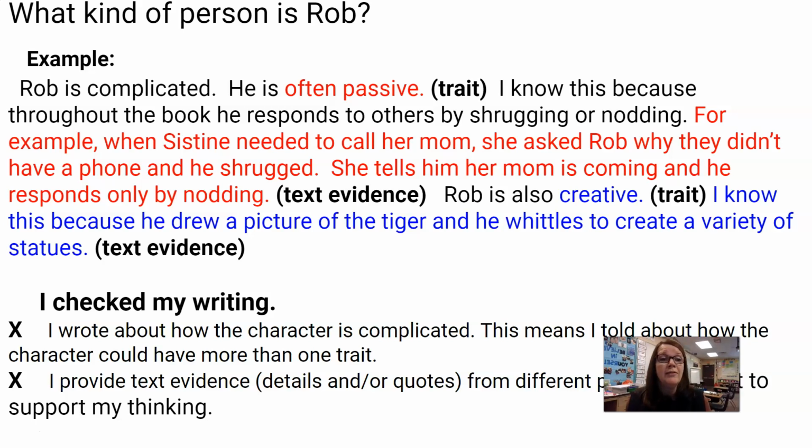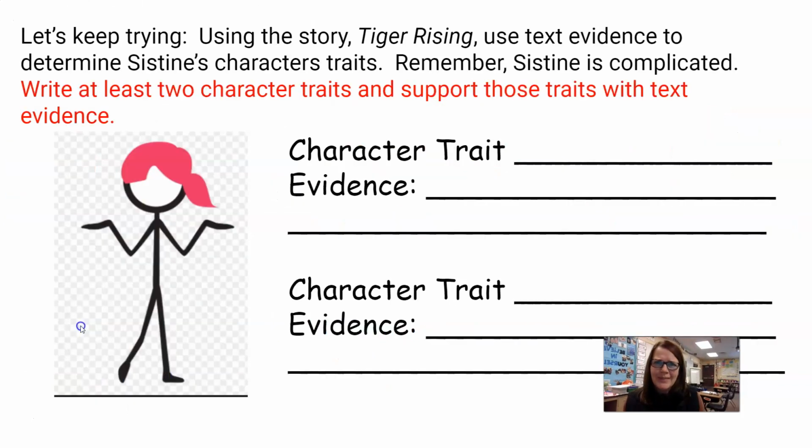Rob is also creative. I know this because he drew a picture of the tiger, and he whittles to create a variety of statues. Like Sistine says, sculptures. I was able to check my writing and prove that I hit the mark of writing in response to character traits. Let's keep practicing. Keep trying.